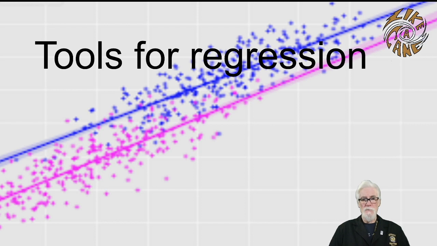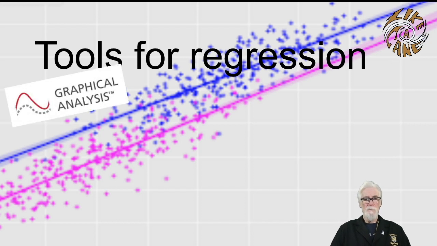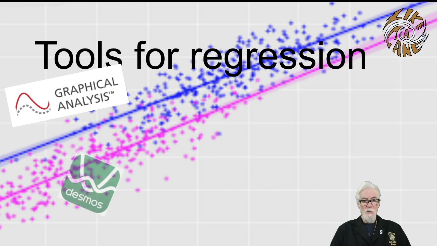So we have a lot of other options available to us. One of them, which we'll explore a little bit today in this video, is called Graphical Analysis. This is a Chrome app that works on Chromebooks, and you can take data from lots of different sources and then analyze it for regression. There's a graphing calculator, Desmos. I really like Desmos. I think it's a pretty powerful tool.